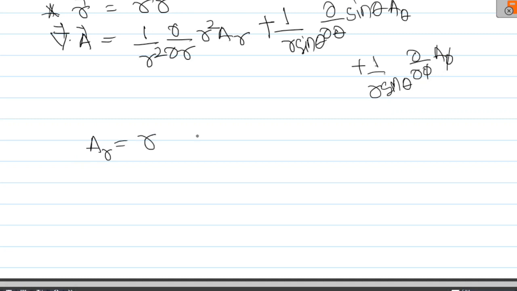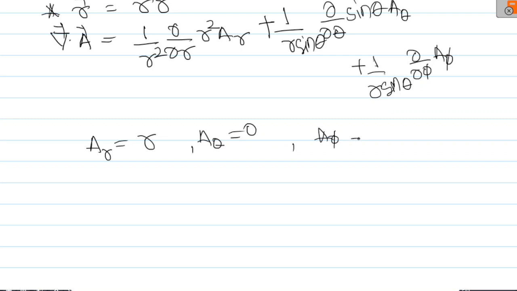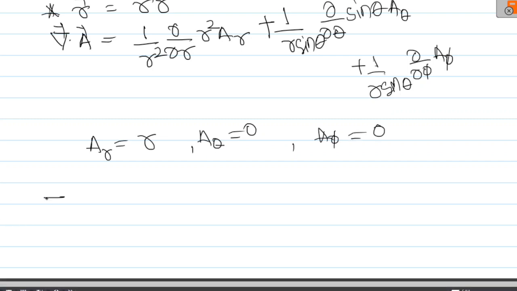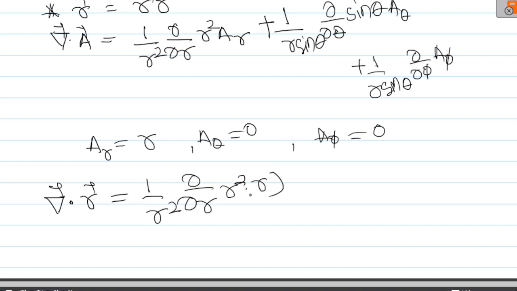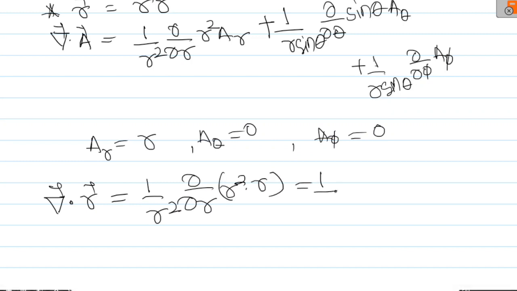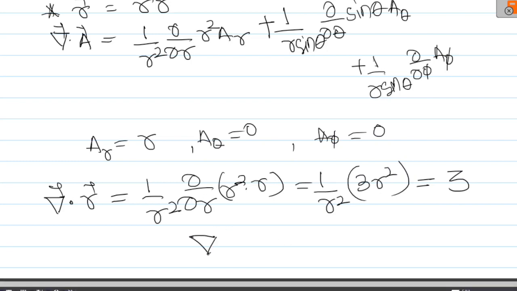Okay, so here you can see we have only an r component, that is r. A theta is 0, A phi is 0. Okay, so divergence of position vector r in spherical polar coordinates is 1 by r square del by del r of r square times r. Okay, so 1 by r square, take the derivative, it is 3r square, that is equal to 3. So again, divergence of position vector r in the spherical polar coordinate system is 3.